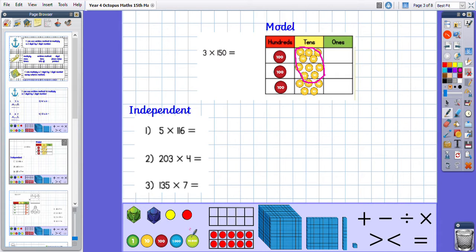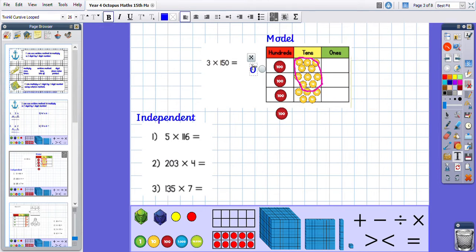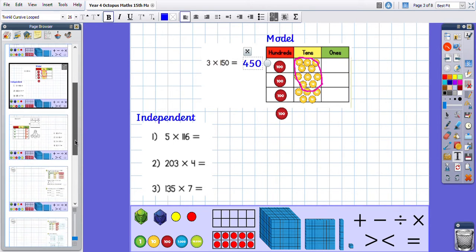Okay, and I'm going to exchange that for 100. And I have 5 tens left over. So working from my ones column, I have no ones, I have 5 tens remaining, and I now have 4 hundreds. So 3 times 150 is 450. So see if you can use this strategy and have a go at these questions here independently. Pause the video and have a go now in your books.